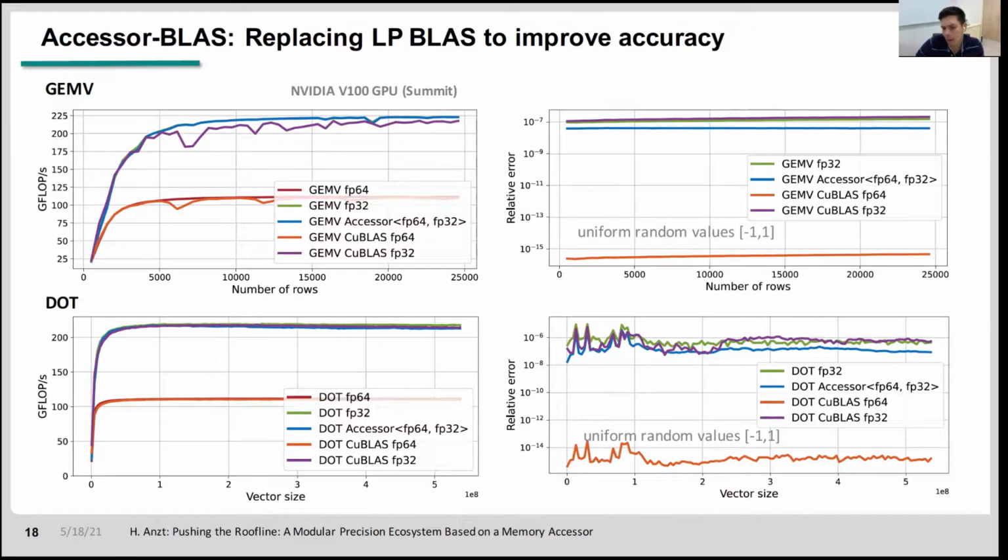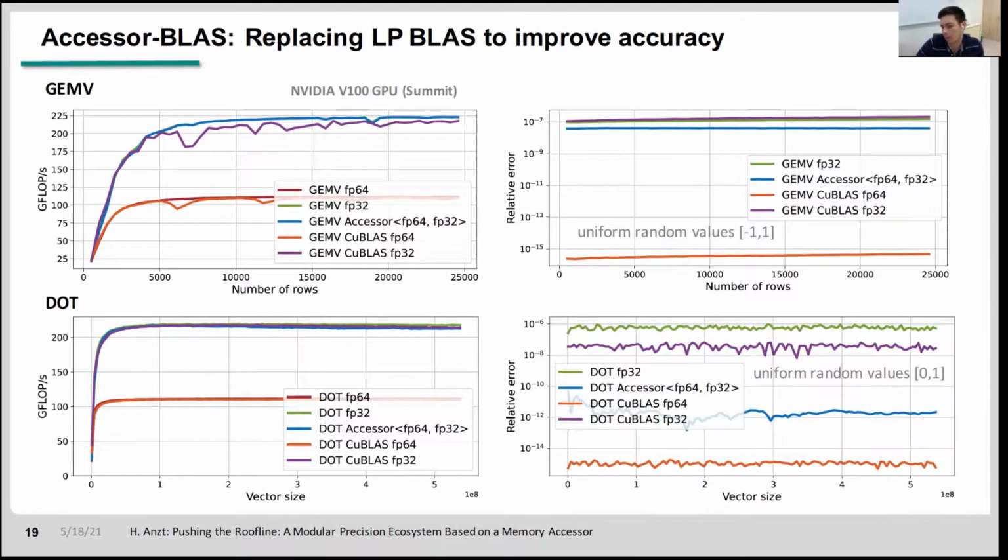Now, if we look at a different distribution of the values, and now we're looking at uniform random values between 0 and 1, the picture changes completely. And what we see is that now the accessor-based dot product achieves accuracy that is much closer to the double precision dot product than the single precision dot product. So in this case, we actually can gain a lot in terms of using the accessor-based dot product. Again, this comes for free. So in terms of performance, we don't have any performance differences.